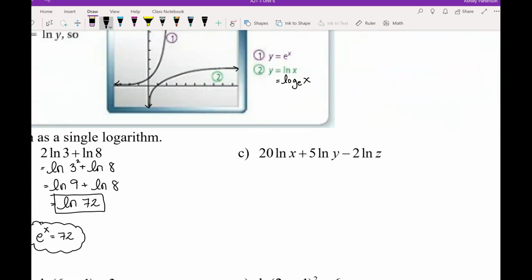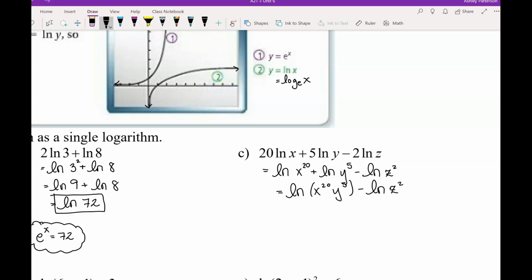Okay, and then the last one, let's go ahead and use, again, our power property first because we were asked to write this as a single logarithmic expression. So we have the natural log of x to the 20th power plus the natural log of y to the 5th minus the natural log of z squared. Working from left to right, just like we'd read a book, I'm going to combine x to the 20th and y to the 5th. Now, these two logarithmic expressions are being added, so we can say that this is the natural log of x to the 20th times y to the 5th minus the natural log of z squared.